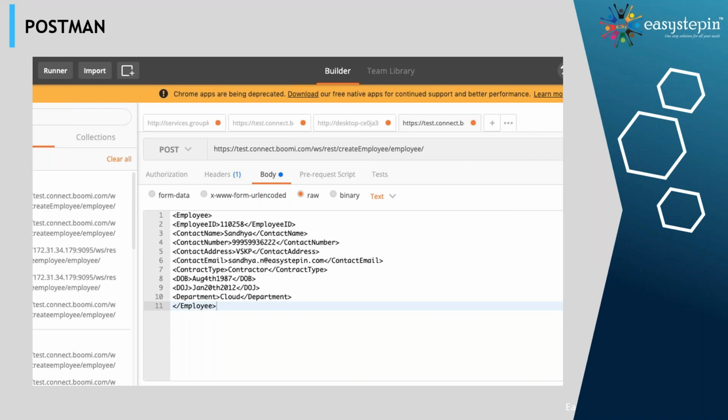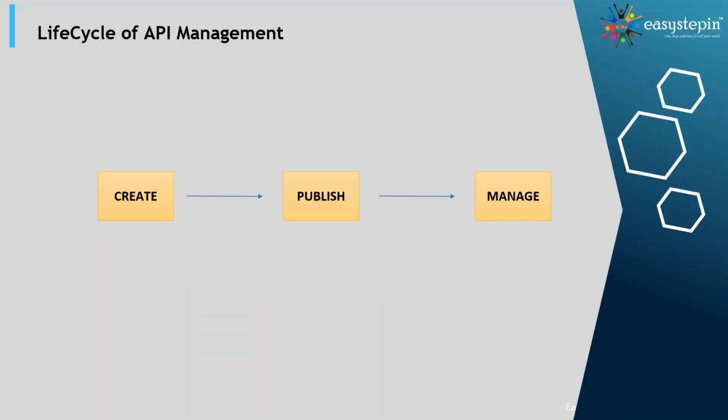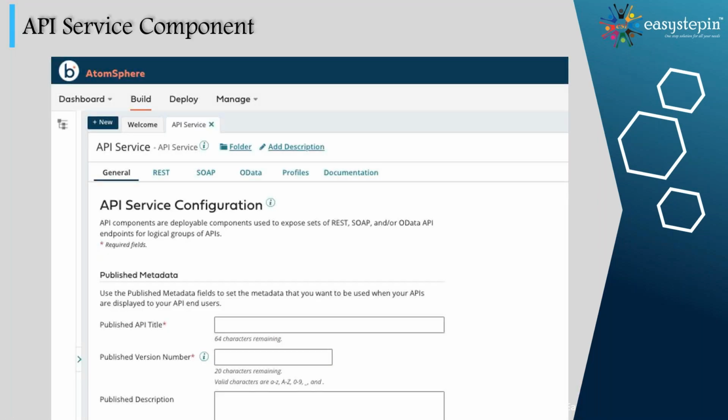Clear? Now, coming to the API implementation in Boomi. The life cycle of API management includes create, publish, and manage. So starting with creating an API in Boomi, we have two components, the API service component and the API proxy component. The API service component allows you to expose the APIs to have REST, SOAP, and/or OData endpoints.